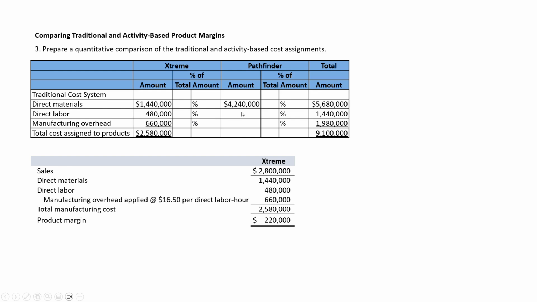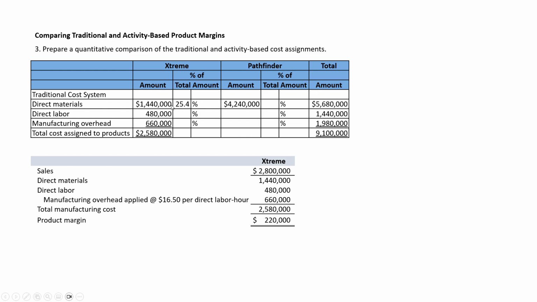Now, since I haven't worked through all the Pathfinder information, that's part of why I'm not working through the rest of this. But just to show you, for example, if you work through Pathfinder for the materials, took the number of units, multiplied times the direct material costs, you would have gotten total direct materials for Pathfinder of $4,240,000. Adding that to the material cost we already calculated for Extreme of $1,440,000, for the company overall, that would be direct material costs of $5,680,000 altogether.